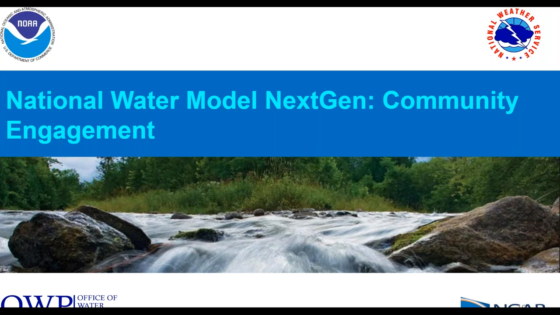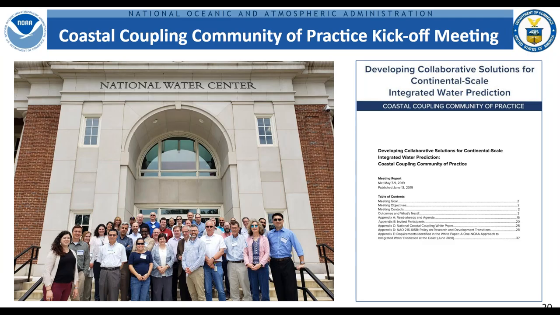We have to have an engaged community. We have to have an environment that people can come together and work in, and we have to have a technology that enables them to do that work, a model that enables people to work with it. So I'm going to touch on what we're doing in each of these three aspects. The first of these three aspects is community engagement.